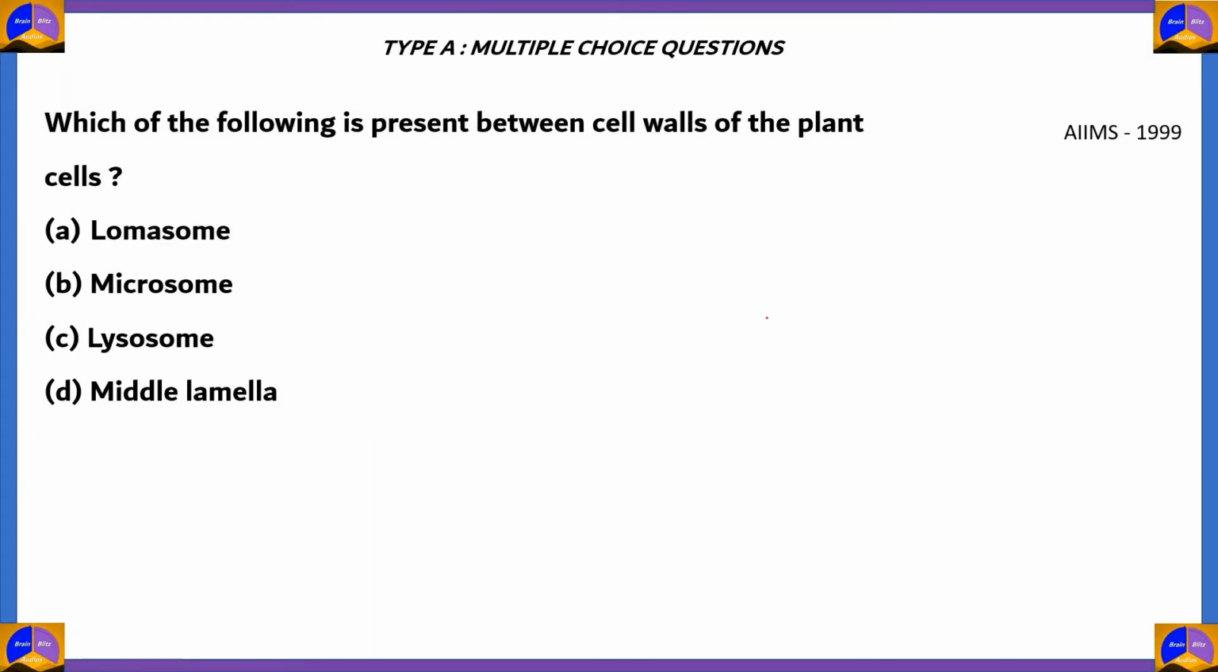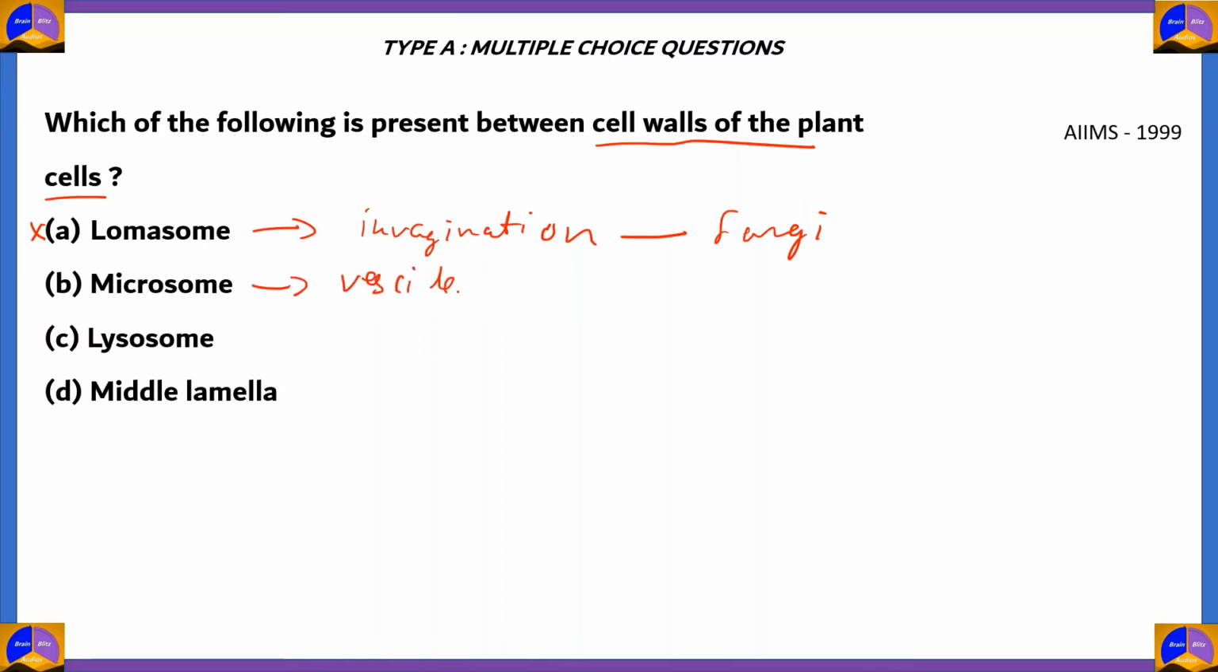Next question. Which of the following is present between cell walls of the plant cells? A, lomosome, B, microsome, C, lysosome, D, middle lamella. What are lomosomes? Lomosomes are an invagination of the plasma membrane, and they are found in fungi. Our component should be found in plant cells, so option A is incorrect. What about option B, microsome? Microsomes are vesicle fragments, and they are found in ER and ribosomes.